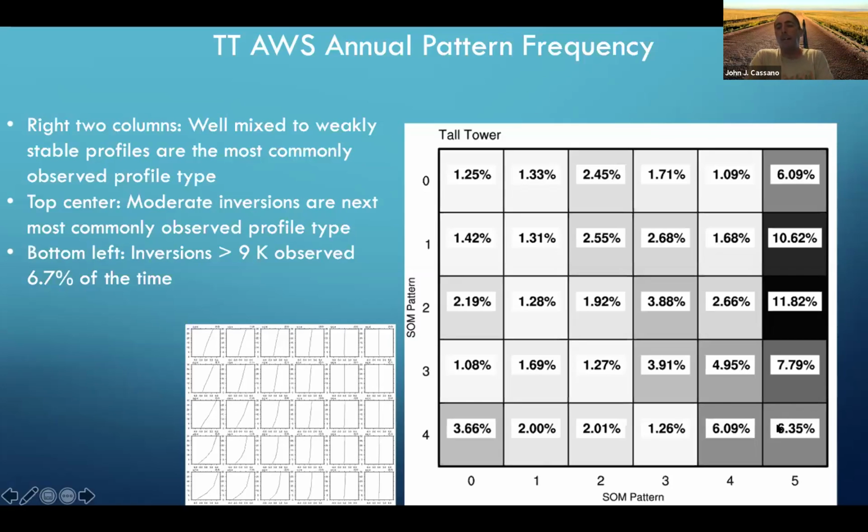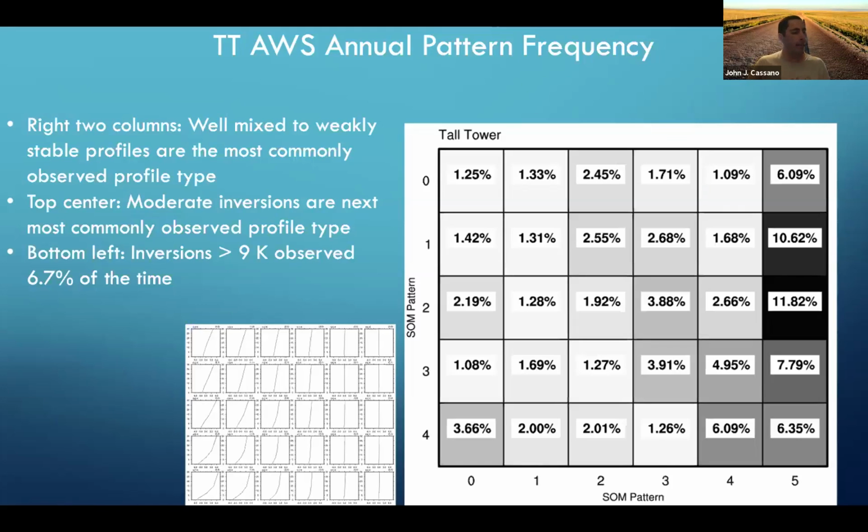But what we saw is that the rightmost patterns are the most frequently occurring ones. These are the ones that have nearly constant potential temperature with height. And this result was surprising to us, because when you read anything about the Antarctic boundary layer, one of the defining characteristics of the Antarctic boundary layer is that it's often stably stratified, that there's an inversion present. And so we expected, when we had this multi-year data set, that we would see a lot of inversion conditions and not these well-mixed conditions that actually are what's observed.